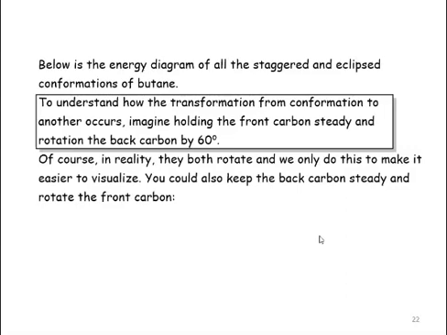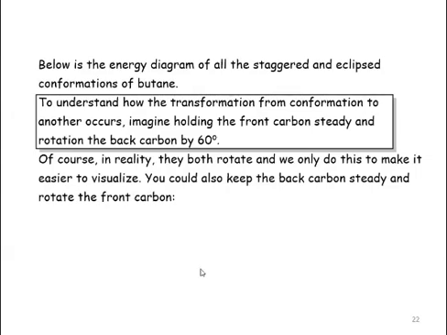We will start the energy diagram with the various conformations of butane. In order to understand how the transformation from one conformation to another occurs, let us imagine holding the front carbon steady and rotating the back carbon by 60 degrees. Of course, in reality, they both rotate. However, we only do this to make it easier to visualize. We could also keep the back carbon steady and rotate the front carbon.